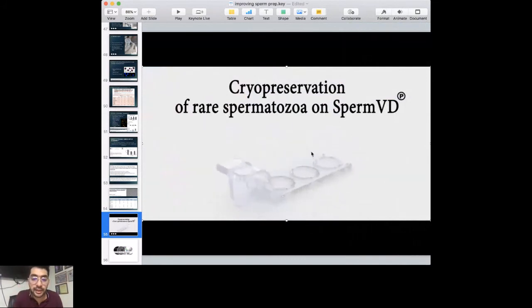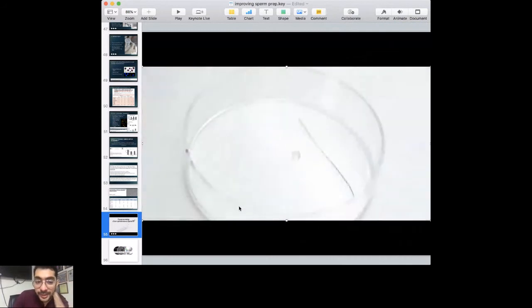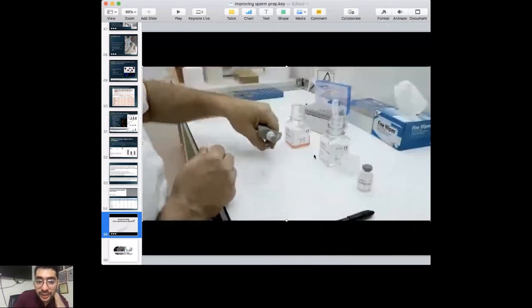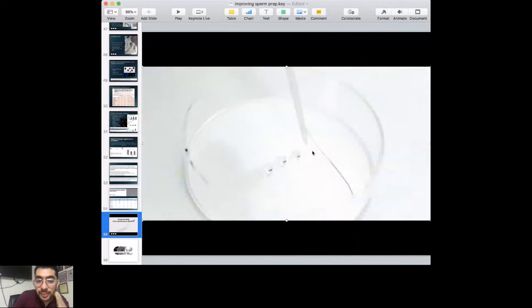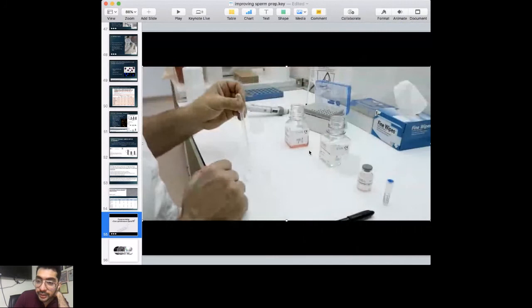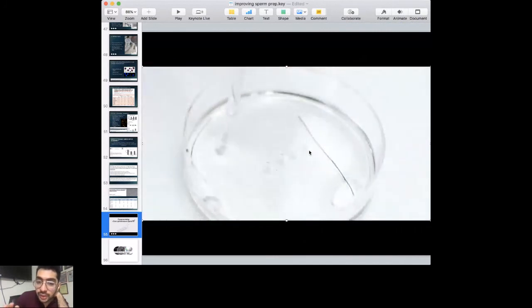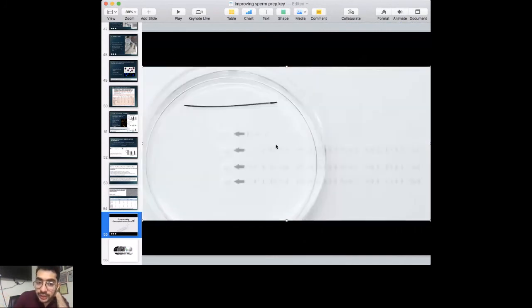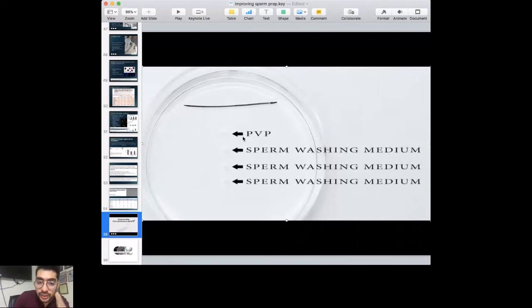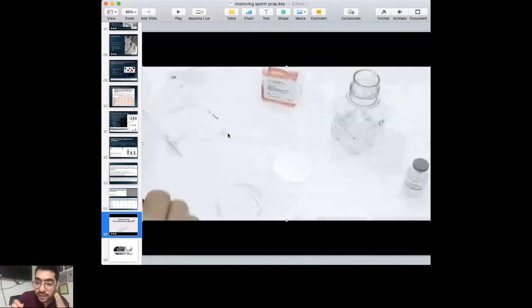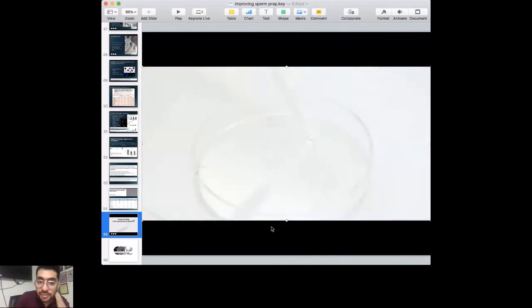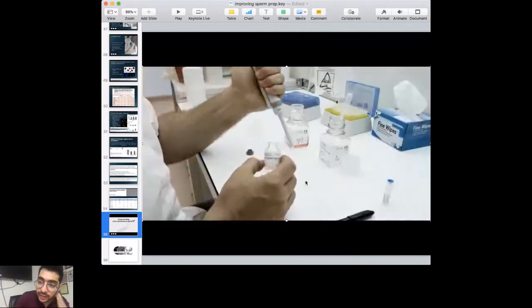The protocol itself is that firstly, what you'd want to do is prepare droplets of sperm washing media in your Petri dish, right? And then you want to prepare a drop of PVP just to get better control on your dish, right? The next thing, so this is PVP. This is for better control on your needle. And then you have sperm washing media, which is being put on that dish.